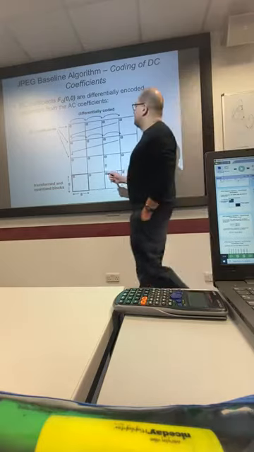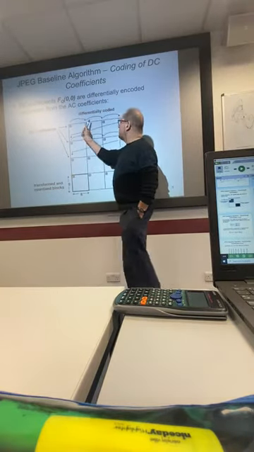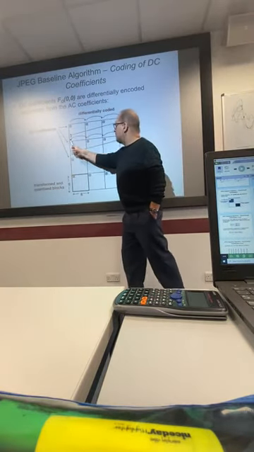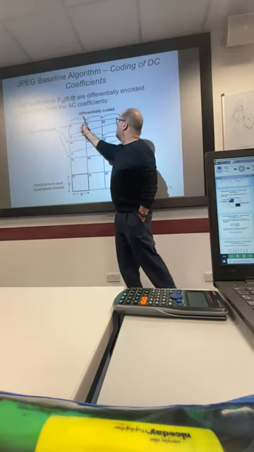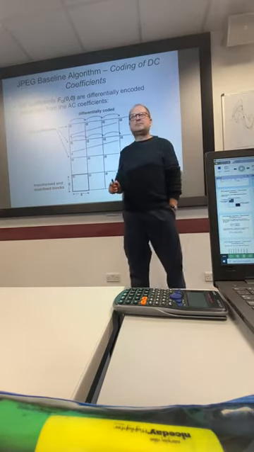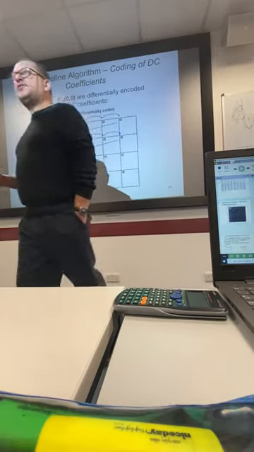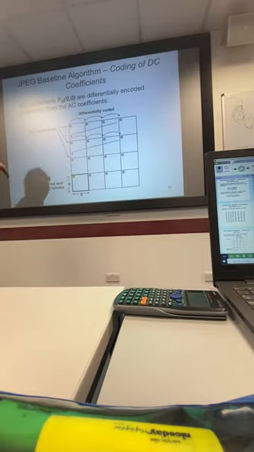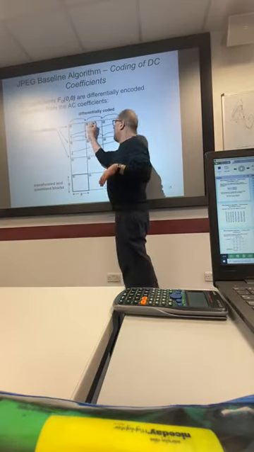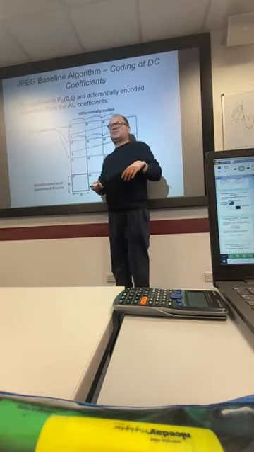DC coefficient, this represents the average value in a block. This is going to be coded differentially. Why coded differentially, you know, this is the old trick. When we code differentially, it means we predict the next value from the previous value, right? Coded differentially means we expect that this block will have the same average value as this block.